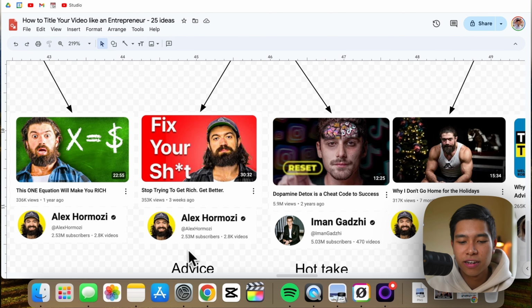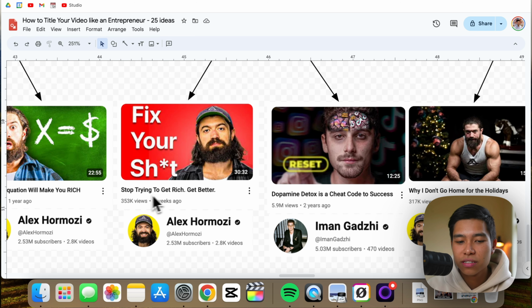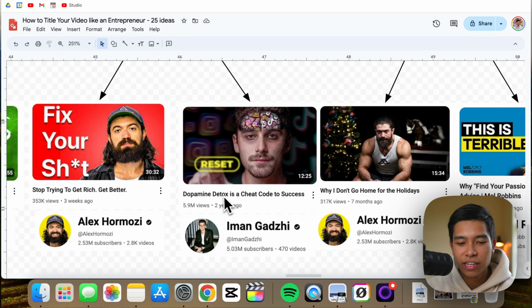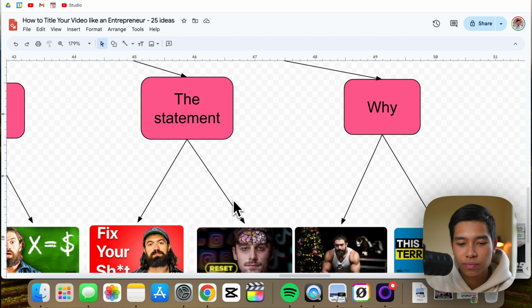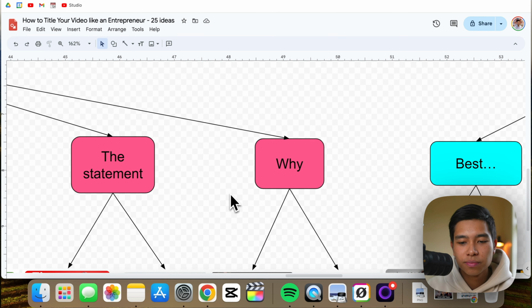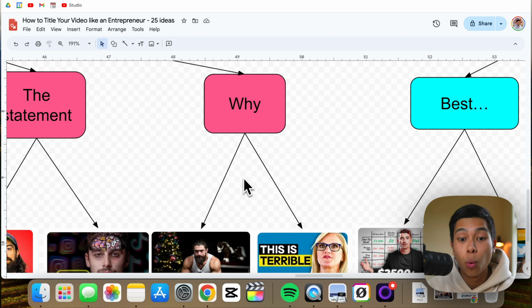It could either be an advice statement or it could be a hot take. So Alex Hormozi here, this is the advice: stop trying to get rich, get better. Iman Gadzhi, we've got dopamine detox is a cheat code to success, which is his take on dopamine detox. So the statement. Next, in terms of explaining an idea, the last one, we've got why.